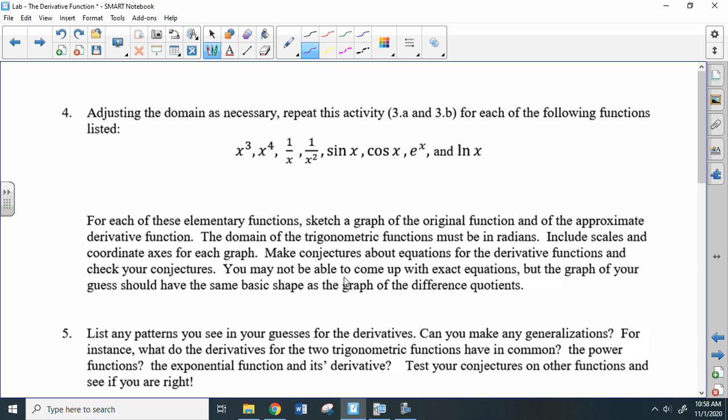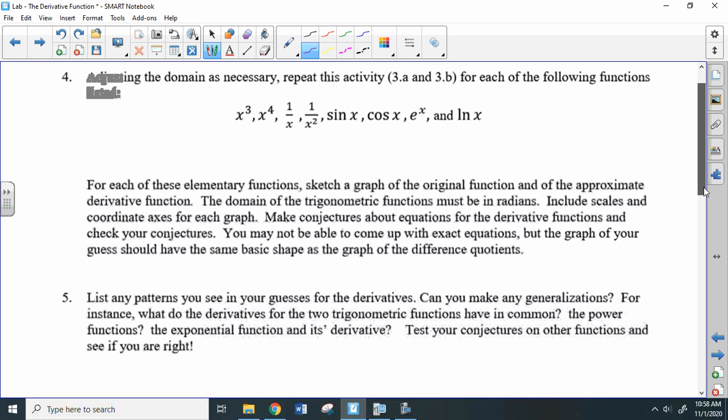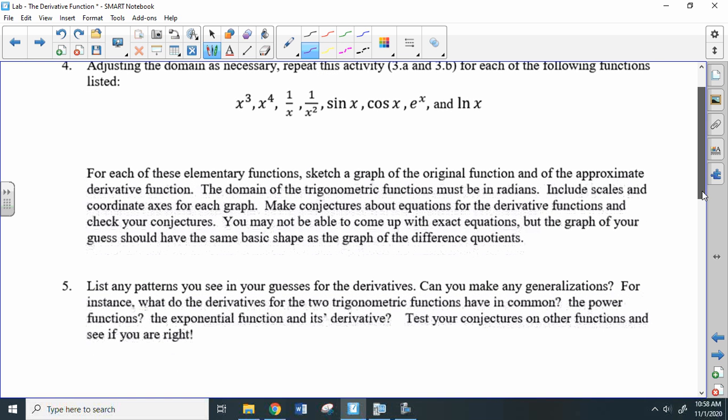Okay, for most of these, I'm hoping that you will be able to come up with the exact equation. All right, but if you can't, your graph should have the same basic shape as the graph of the difference quotients. Remember, that's what the calculator is doing. It's setting up a bunch of difference quotients and then plotting those points to create the derivative.